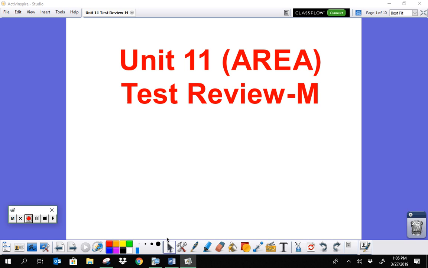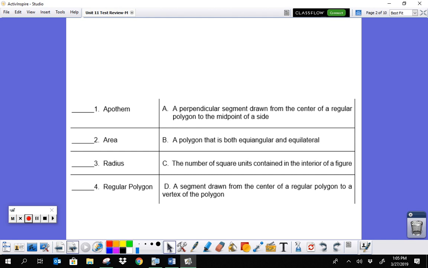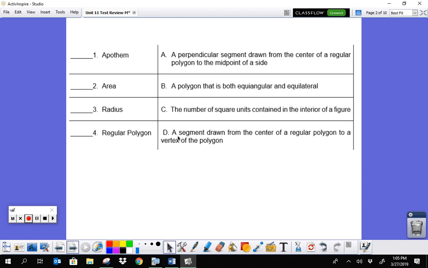Alright, this is the Unit 11 test review over area. This unit's going to be really important that you identify your formulas for every problem, but the first 4 problems are just definitions that you're going to need to know. So I'm going to read through them and kind of draw a picture of what these would look like, but then you'll also have to match them up with the definitions.